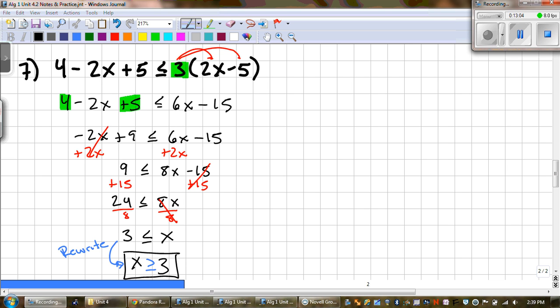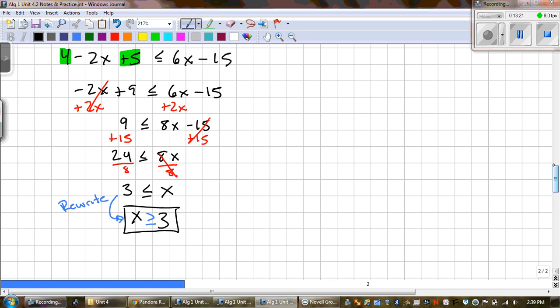Okay, so you distribute the 3 to the right side and you get 6x minus 15. Now on the left side, I combined the 4 and the 5 to get positive 9. And I looked at my two variables, negative 2x and positive 6. Well, negative 2x is smaller, so that's what I moved. Once my variables were on one side, I could follow the rules of SADMAP. So I subtracted 15, and then I divided by 8.